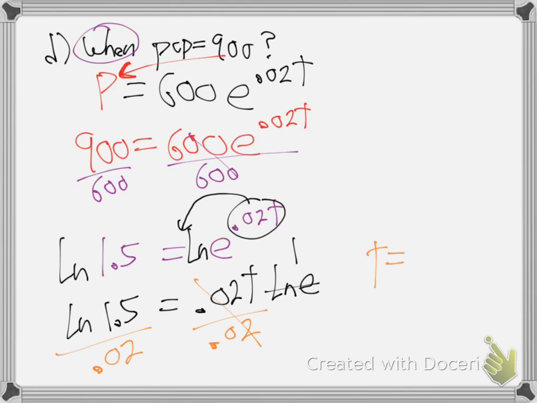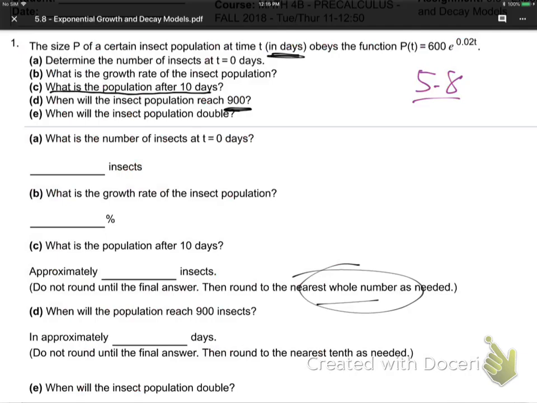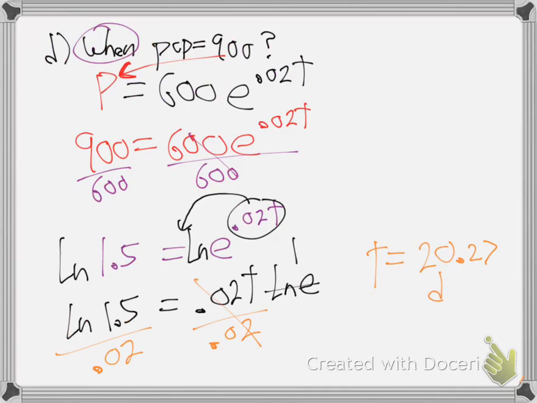T equals 20.27 days. I don't know how far there was. 10th, okay, so 20.3 days. 20 days till 900 bugs. So that's how they chart growth of anything in biology.